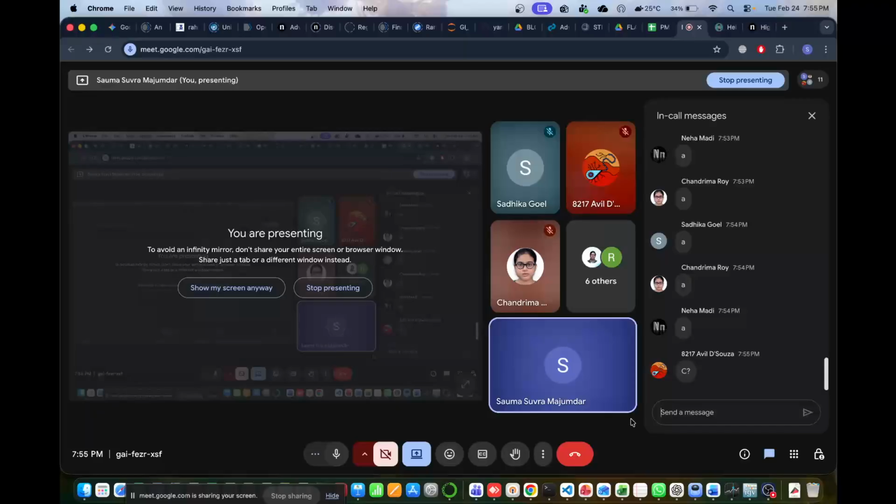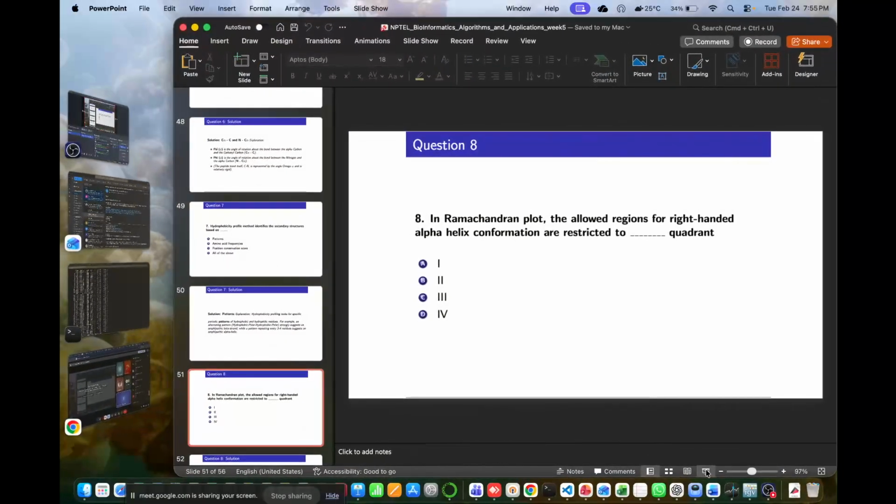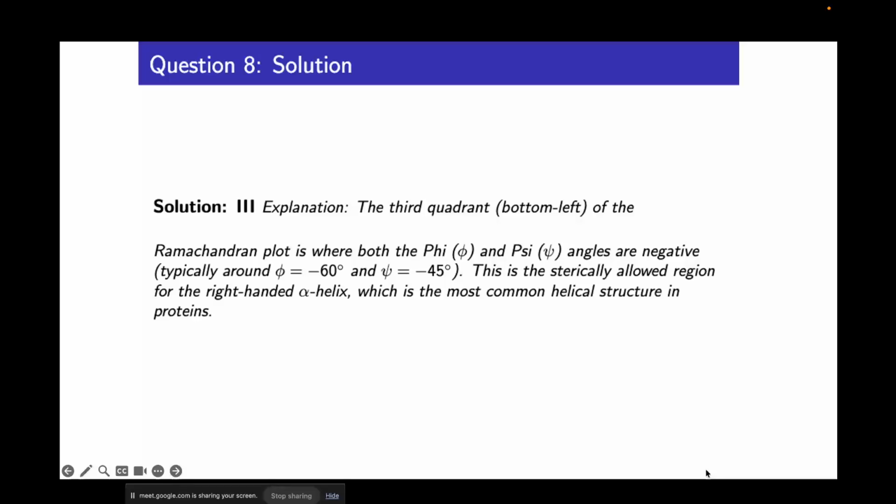Answers. Couple of ways. C. Okay, the answer is the third quadrant.